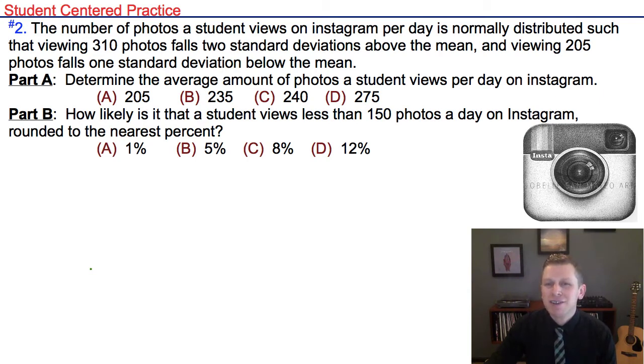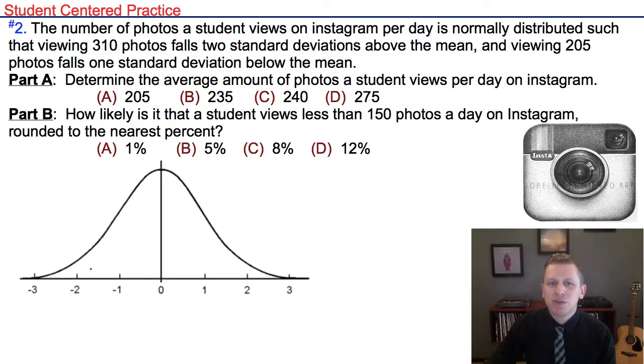See if you can answer Part A and Part B. To answer Part A, the first thing I want to do is draw my normal distribution curve and realize that the values underneath it really form an arithmetic sequence. Now I want to fill in the information I know. I know that 310 falls 2 standard deviations above the mean, and that 205 photos falls 1 standard deviation below the mean. Now I can use this information to find the standard deviation.